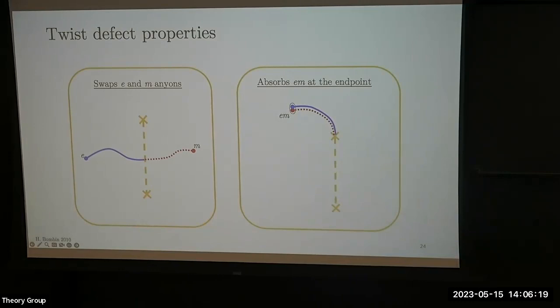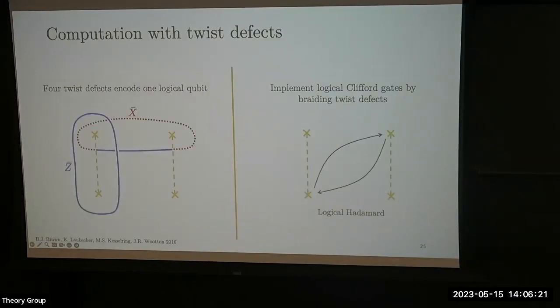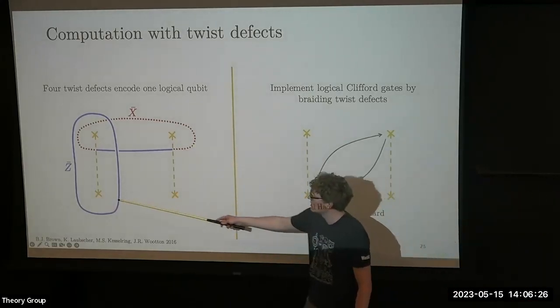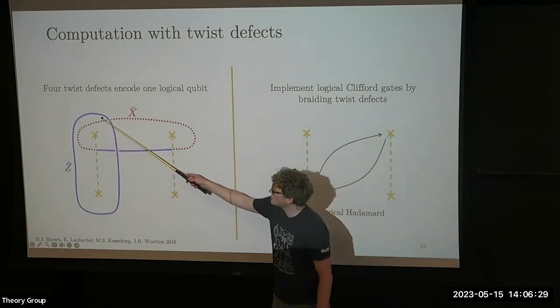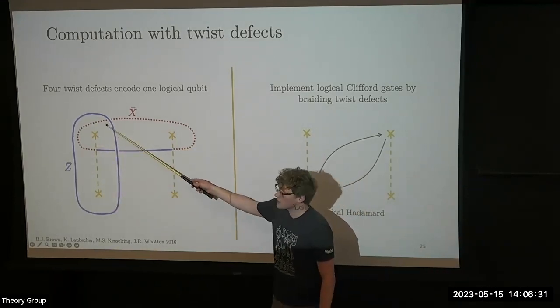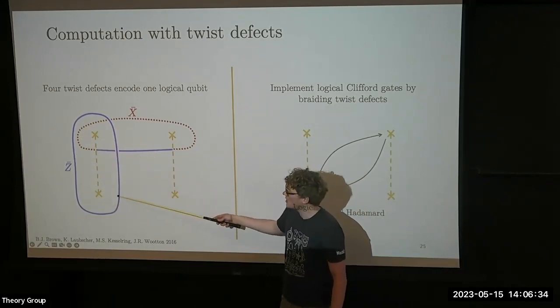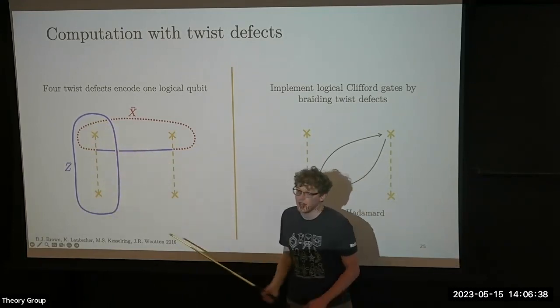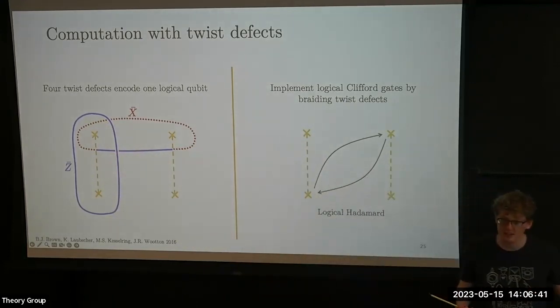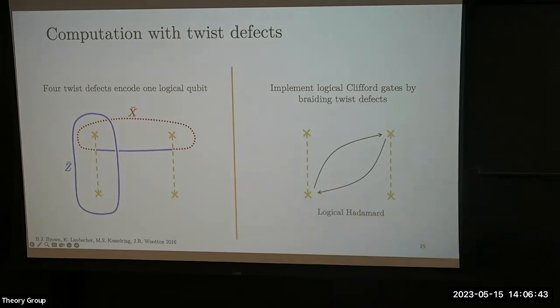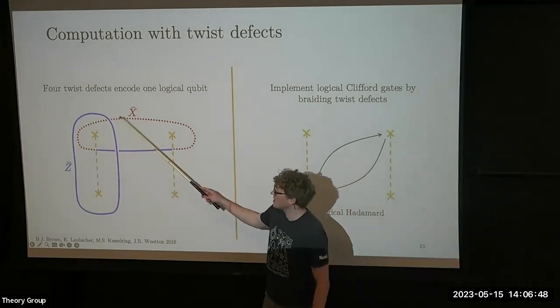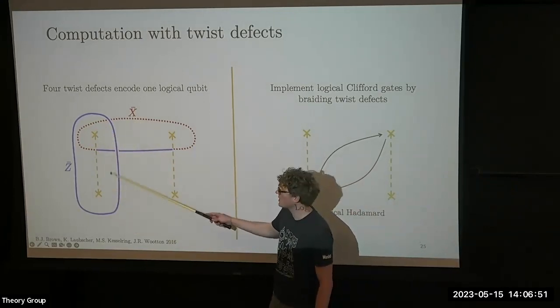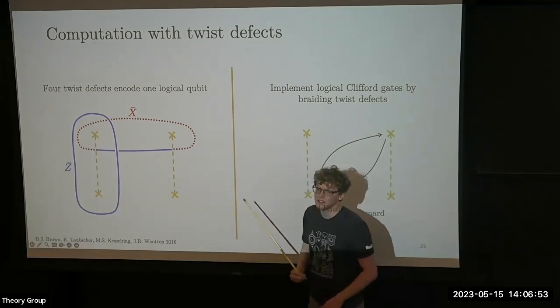These properties are enough for us to encode quantum information with a set of twist defects. So here's how that might look. What I have drawn on the left here are four twist defects and a set of two operators. These operators commute with all the stabilizers. This is a large loop of E string operator, for example. These commute with all the stabilizers, but they are not themselves products of stabilizers. So these act within a logical subspace. These I can define as a logical Z and a logical X. A set of four twist defects encodes a single logical qubit.